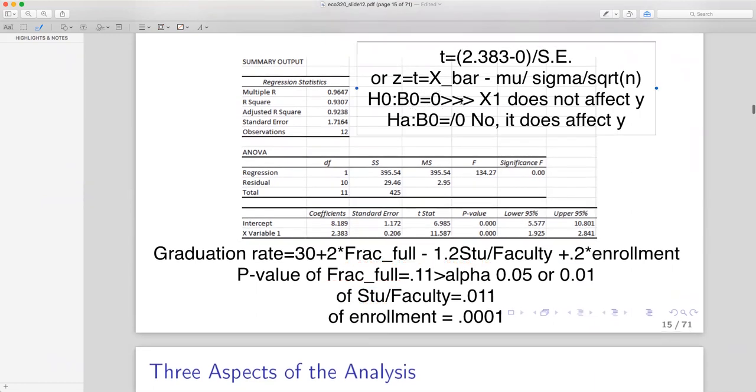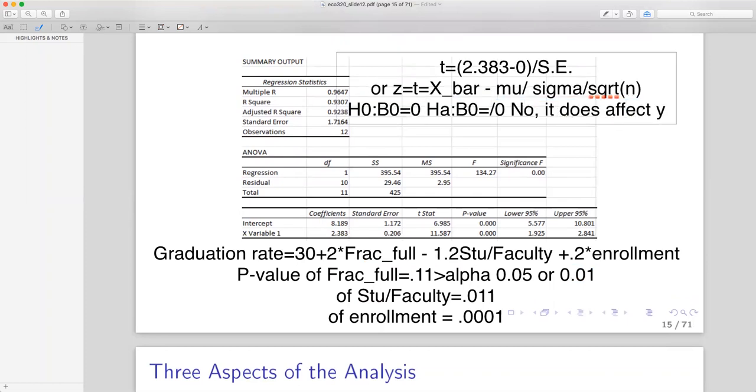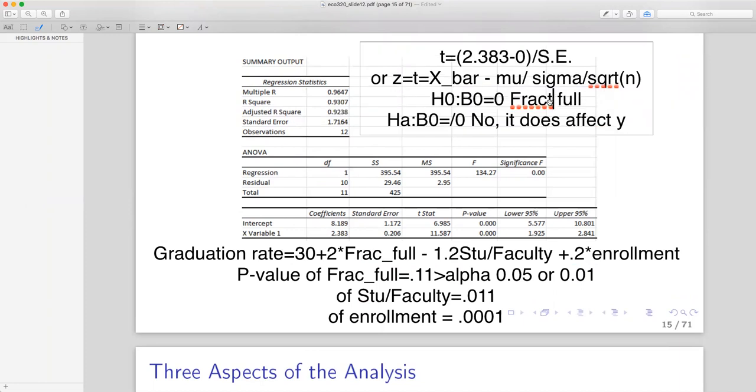In other words, your null hypothesis is that the fraction of full time does not affect graduation rate. Or you can replace it: students to faculty ratio does not affect it, and enrollment does not affect it. In regression cases, the null hypothesis is always this.